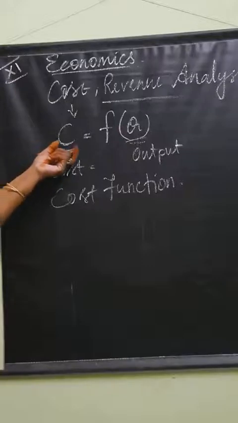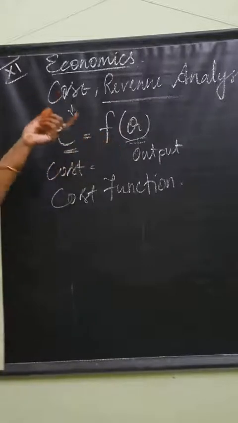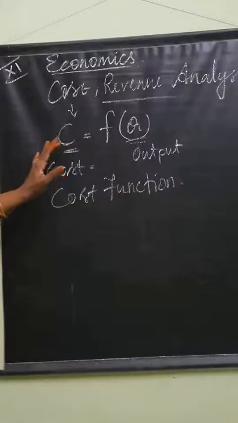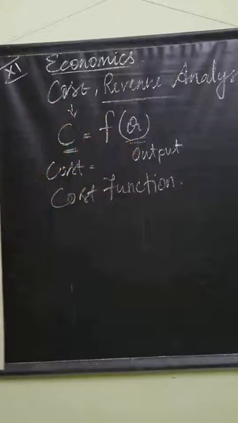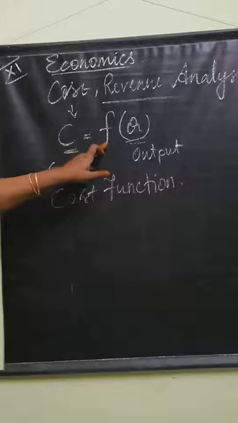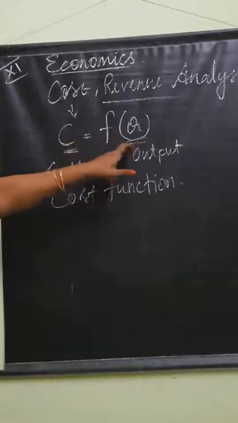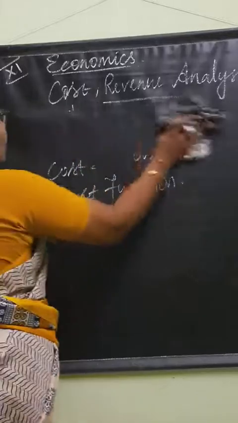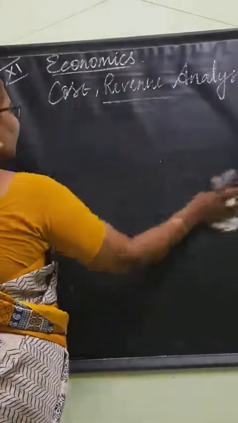So based on the production, based on the output, the cost may differ. The cost should be equal to the output, that should be equal to the production. If the production is more, the cost is also more. If the production is less, the cost is also less. So cost function is the functional relationship between the cost and the output. Do you understand? Now we are going to see the different types of costs.